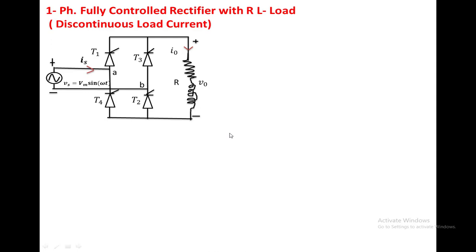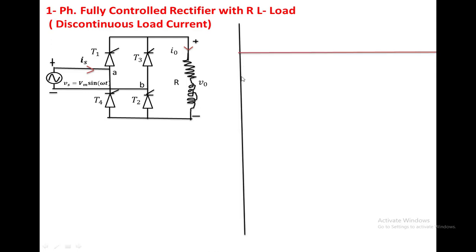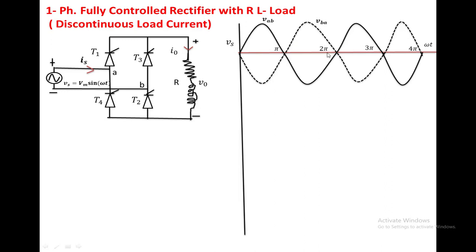To explain the circuit, you have to take the input voltage as VAB as well as VBA. This is the x-axis, this is the y-axis. This is the VAB voltage, with pi, 2 pi, 3 pi, 4 pi. The VBA voltage is opposite to VAB, which we have shown with a dotted line. This is the VBA voltage.